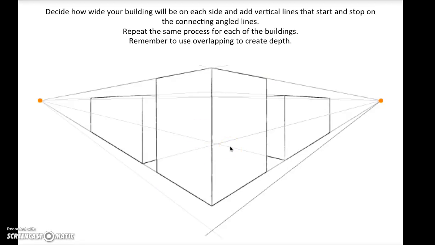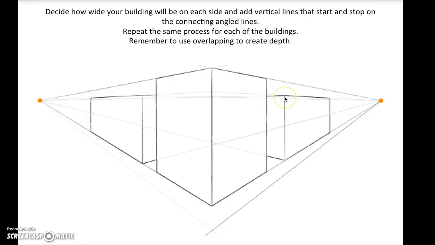When you set up your other buildings, you want to start with the same process. So I'm going to draw a vertical line. That's going to be the front corner, and then decide how tall it's going to be. Connect that to each of the vanishing points. Now notice, as you go further back, you're going to have some buildings overlap. Remember, overlapping is a method that we use to create depth.